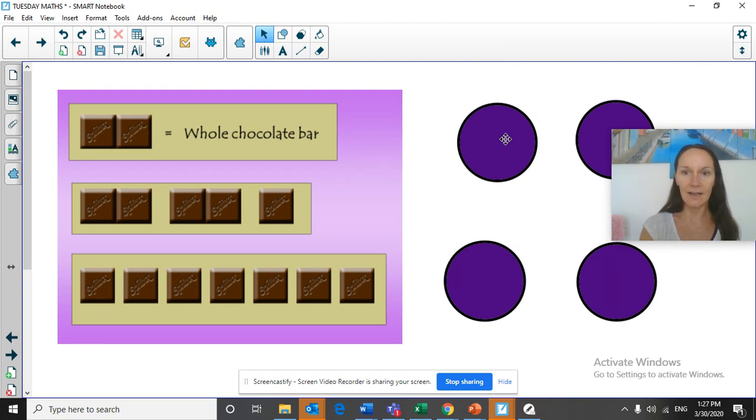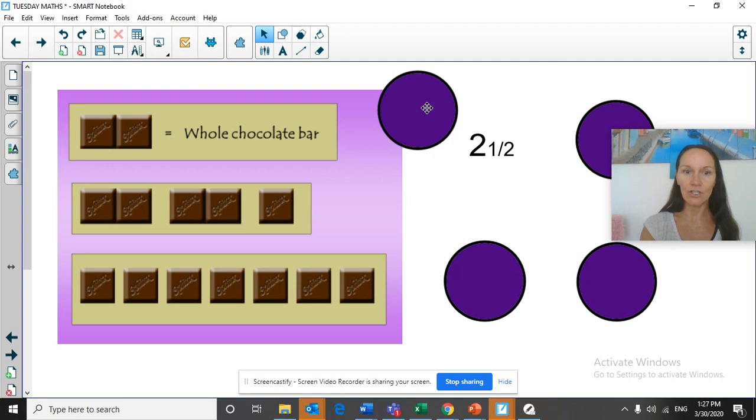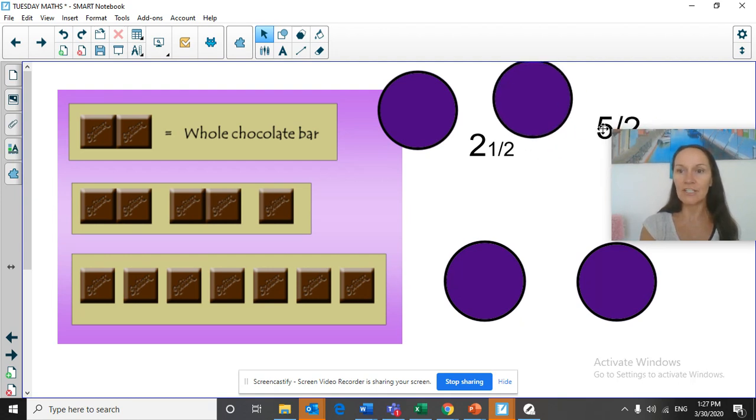Are you ready? It is 2 1/2. And the reason it's 2 1/2 is because that represents 1 bar of chocolate. That represents another whole bar of chocolate. Then as you can see here, there is half left over. So 2 halves make a whole bar of chocolate. So we've got 1, 2, 3, 4, 5 halves. As you can see here, 5 halves is exactly the same as 2 1/2.